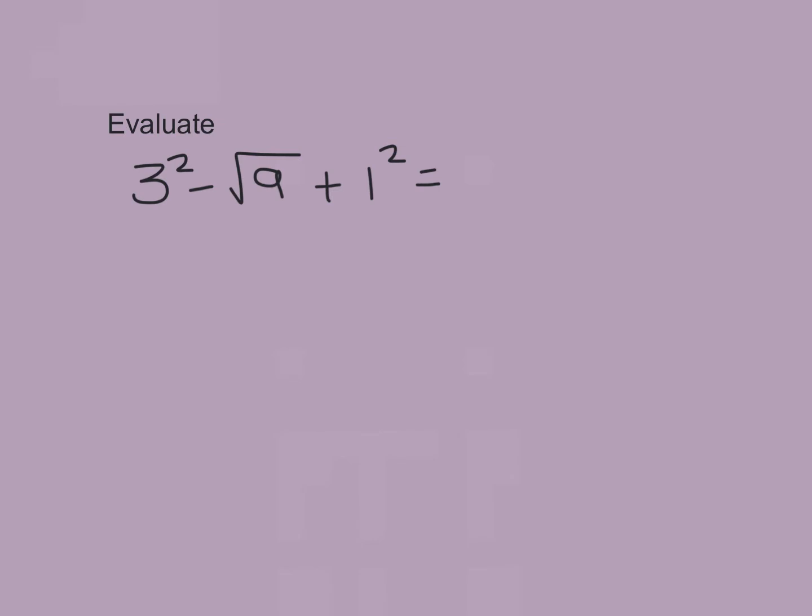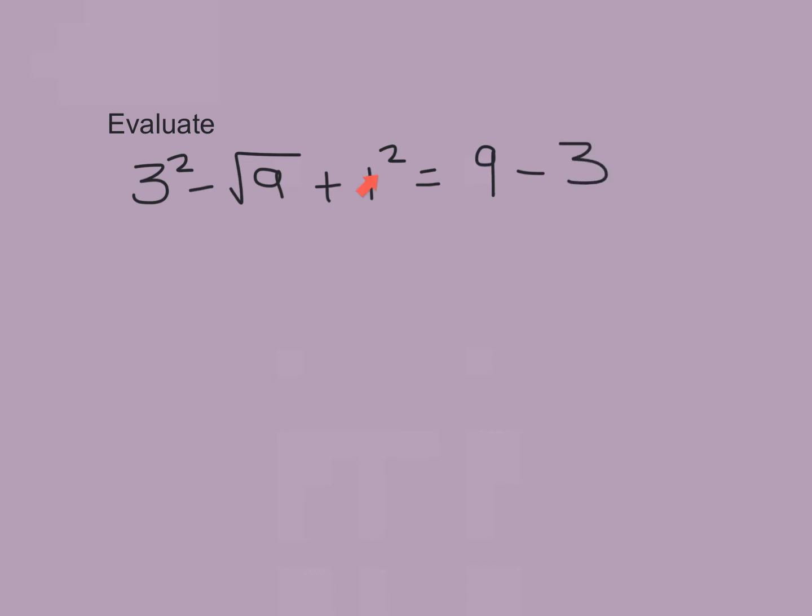Alright, don't forget that in BIMDAS we have square roots, the indices. Squares and square roots are indices. So in BIMDAS they're very important, so they get done pretty much straight after brackets. So the first thing we're going to do is work out what 3 squared is. Well, 3 times 3 happens to be 9. Subtract. What is the square root of 9? I'm saying what number multiplied by the same number is going to give me 9? Well, that happens to be 3.